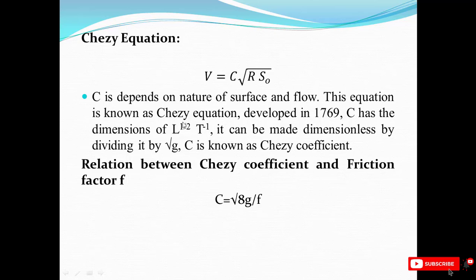C has a dimension of root L divided by T, and we have a relation between f, which is the friction factor, and C. Friction also depends on the degree of roughness of the bed and sides. C is equal to root 8g over f. If we have f, we can find C by this equation.